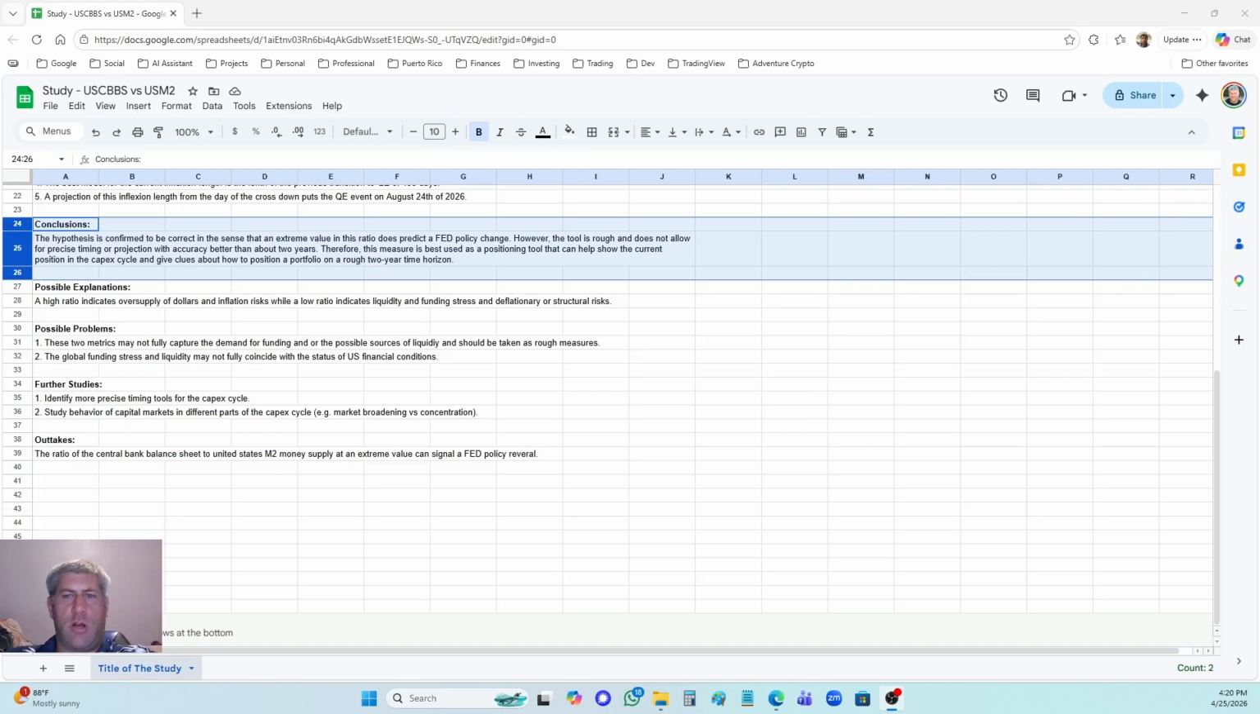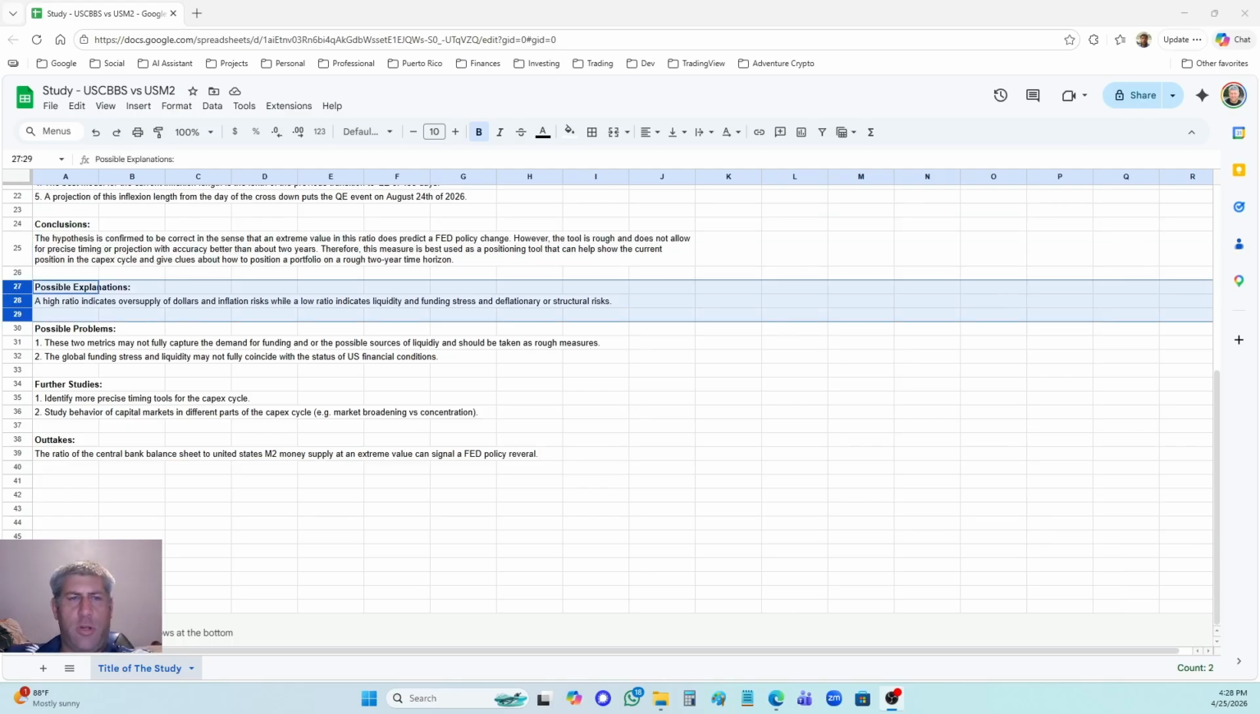However, the tool is rough and does not allow for precise timing or projection with accuracy better than about 2 years. Therefore, this measure is best used as a positioning tool that can help show the current position in the capex cycle and give clues about how to position a portfolio in a rough 2-year time horizon. Possible explanations. A high ratio indicates oversupply of dollars and inflation risks, while a low ratio indicates liquidity and funding stress and deflationary or structural risks.